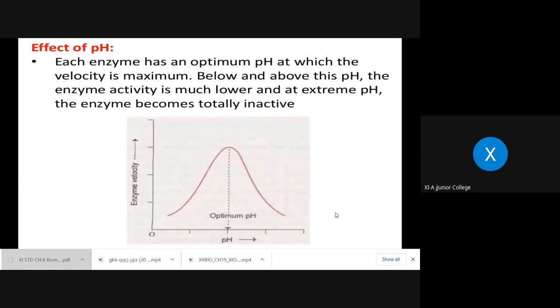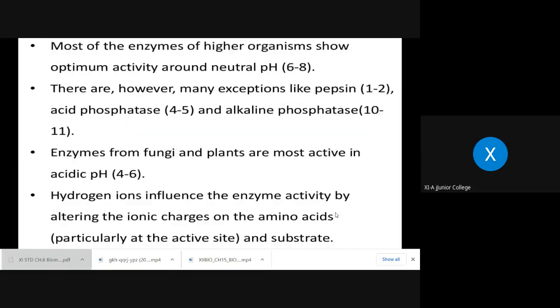Same here also, when pH is optimum, at the optimum pH, the maximum activity of the enzyme is observed. Below and above this pH, the enzyme activity is much lower, and at extreme pH, the enzyme becomes totally inactive. So this is the specificity for temperature, specificity of the enzyme with the pH, specificity of the enzyme with the substrate, and even enzyme concentration. These 4 points we have discussed. And the range is given here.